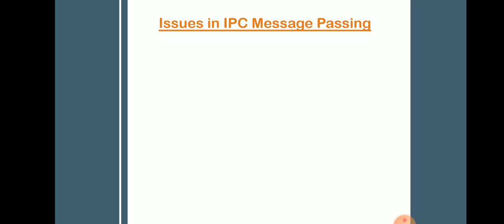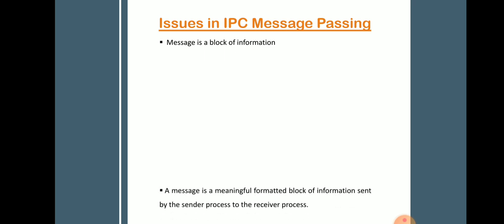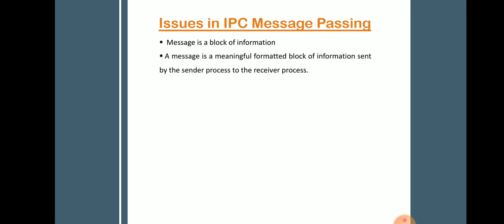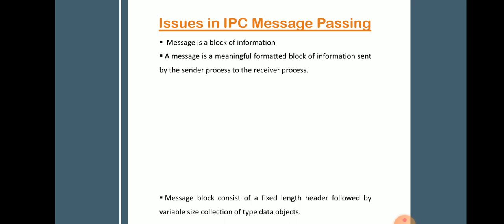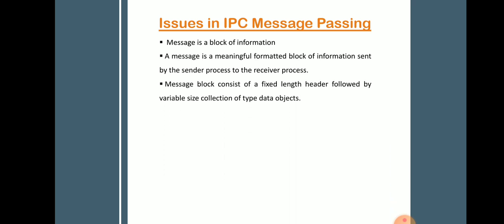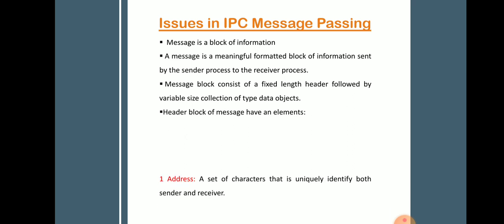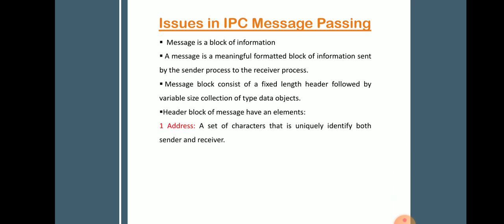A block of information. A message is a formatted block of information that is sent from the sender process to the receiver process. The message block consists of a fixed-length header followed by a variable-size collection of typed data objects. Now what does the header block include? First, addresses, which is a set of characters that uniquely identifies both the sender and receiver. Then the next one is a sequence number.